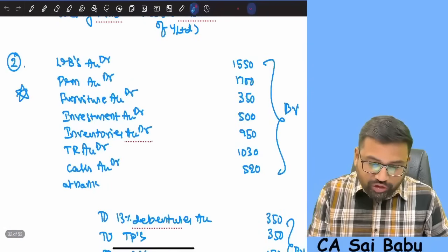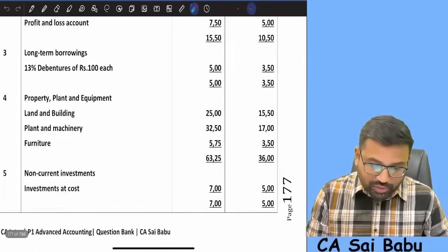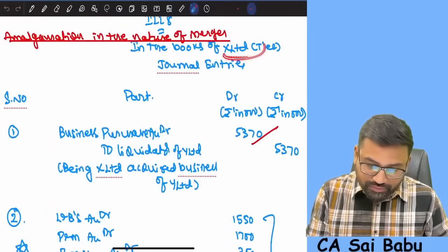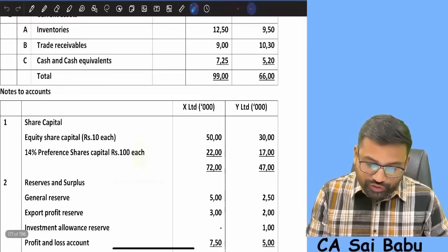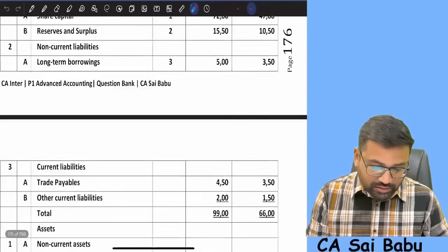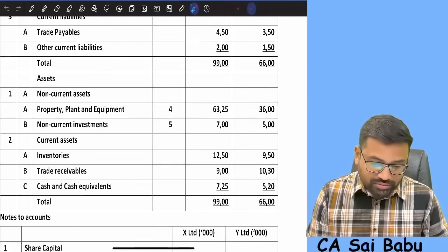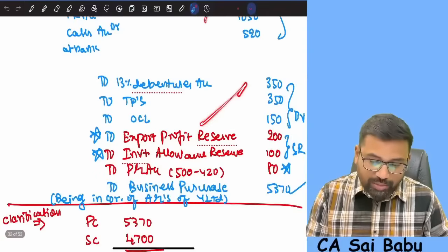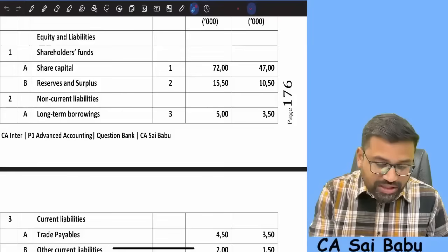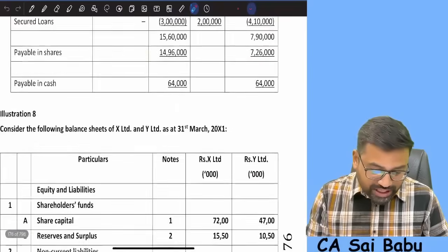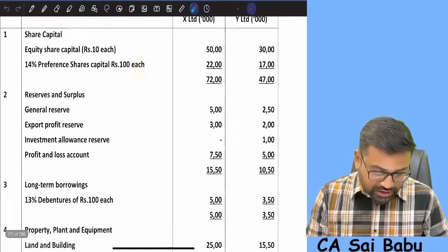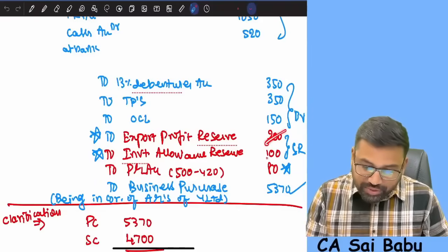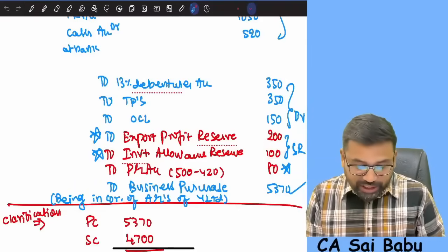The transferee company incorporates all assets of the transfer company. What are all the assets there? X Limited is the transferee, sir. So in Y Limited, what are all the assets there? All assets we will incorporate in our books. All liabilities we will incorporate in our books, including statutory reserves. In the books of the transfer company, there are some statutory reserves, like in this question, export profit reserve and investment allowance reserve. These are also taken over, because this is amalgamation in the nature of merger. Everything will be taken over.